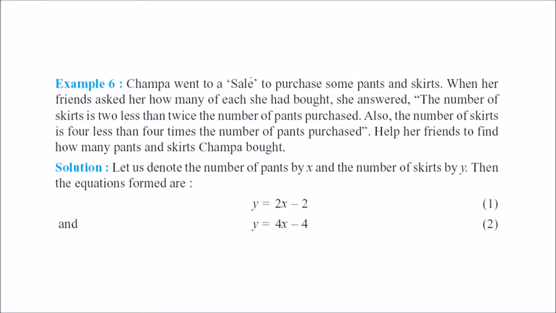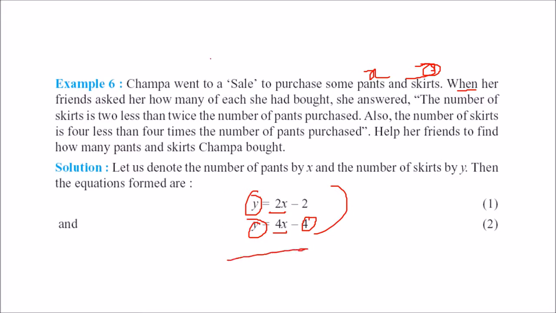How about one more example, of Champa? Champa went to a sale to purchase some pants and skirts, x and y. When her friend asked her how many of each she had bought, she answered, the number of skirts is 2 less than twice the number of pants purchased. So 2x minus 2, that is 2 less than 2x, is y, the skirts. Also the number of skirts is 4 less than 4 times the number of pants purchased. So 4 times the pants purchased, less 4, is the skirts. So these are the two equations Champa posed in front of her friend.